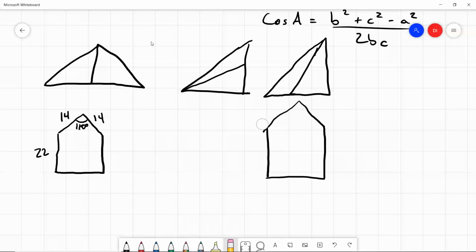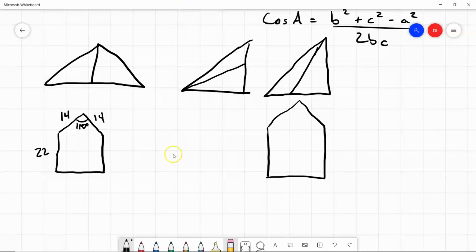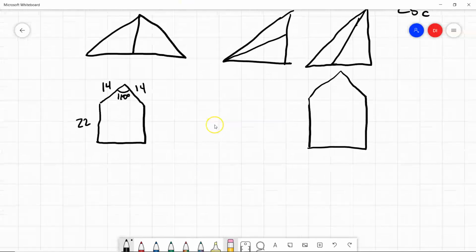Sometimes I amaze myself at how good at drawing I am. It's incredible. Wow.